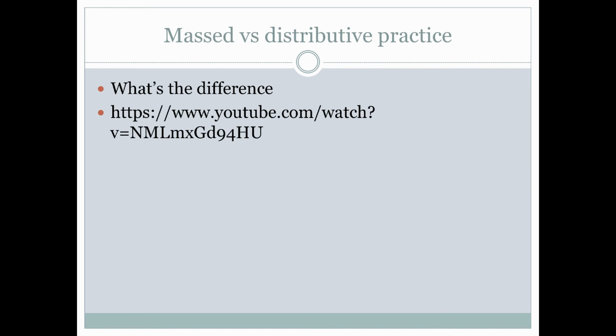So there we go. We also need to take a look at this notion now of mass versus distributive practice. If you think of it in terms of mass being cramming for an exam, and distributive or spaced practice is studying a little bit over time, you should definitely see that there's pluses and minuses for both.